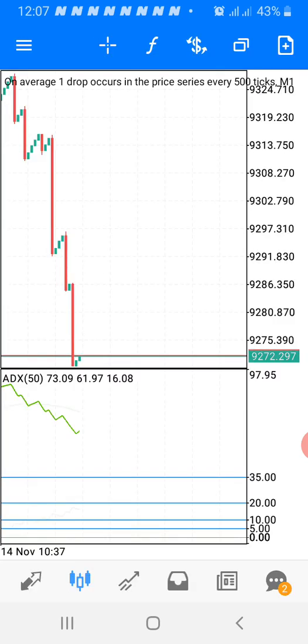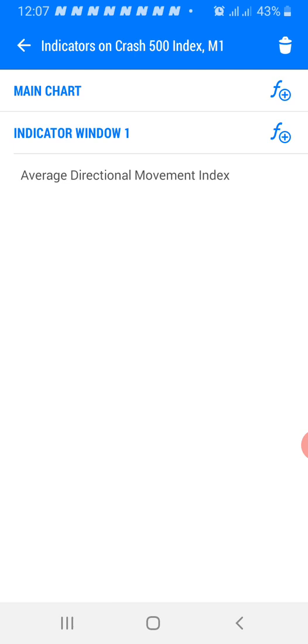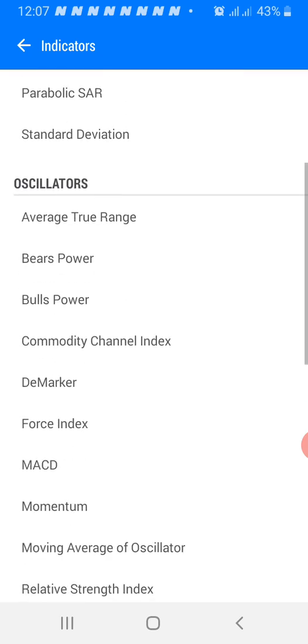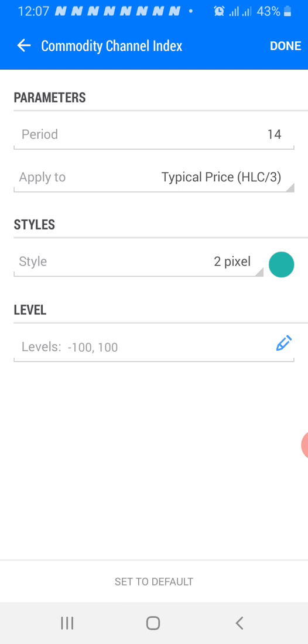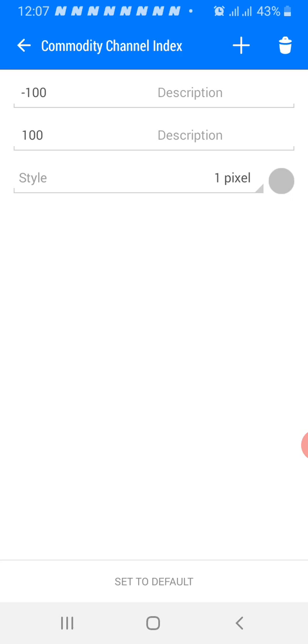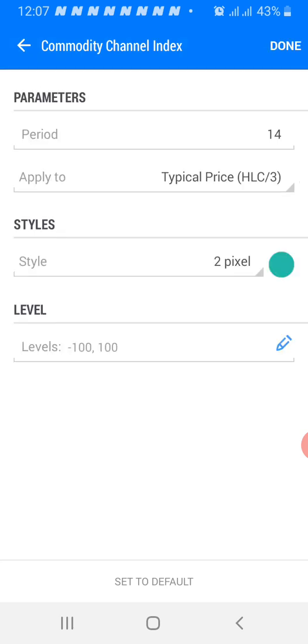The next indicator we'll need here is the commodity channel index. Same as indicator window 1, you look for commodity channel index. Then the period, we're using period 14. Apply to typical price, 2 pixel. We're using green. Then the levels are minus 100 and 100. Color, you can use the color of your screen as well. So you click done.